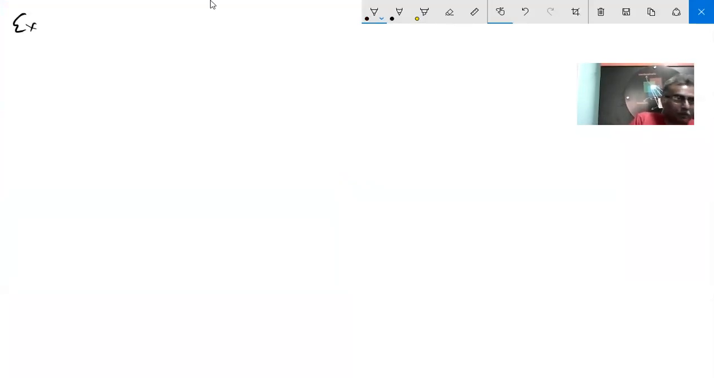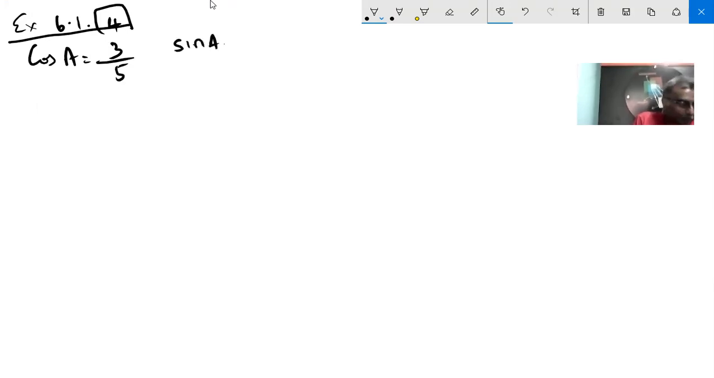Exercise 6.1. We are doing the fourth sum now. Here the data given is cos A is equal to 3 by 5. Then find the value of (sin A minus cos A) by 2 tan A.